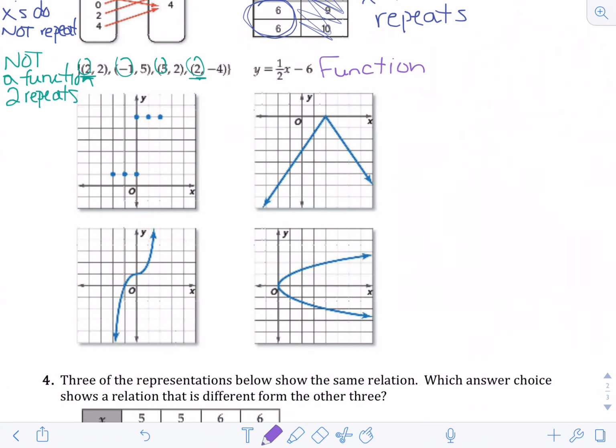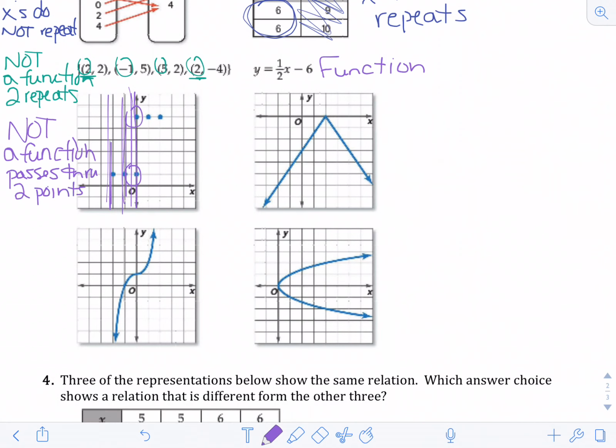Alrighty, next one, vertical line test. Goes through 1 point, goes through 1 point. This one goes through 2 points. Oh no, that cannot happen, so this one is not a function. And you can either say that it fails the vertical line test, or you can say it passes through 2 points.